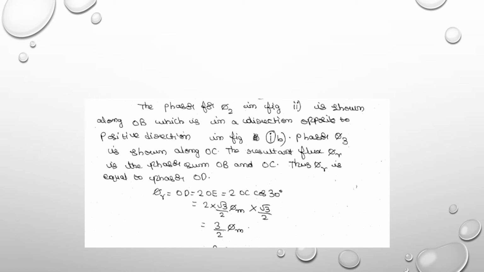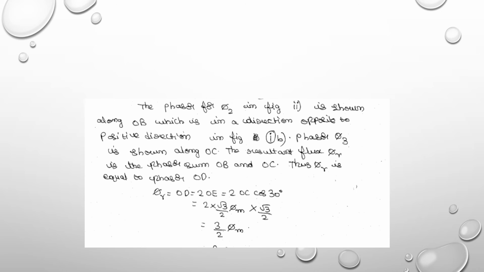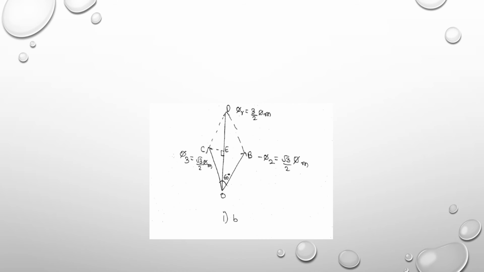So here the phasor for the flux is shown along the OB which is in the direction opposite to positive direction. So here the resultant phasor will be calculated, that is phi r is equal to 2 times OE. The OD is 2 times OE. So it is 2 into root 3 by 2 phi m into root 3 by 2. So the resultant is 3 by 2 phi m.